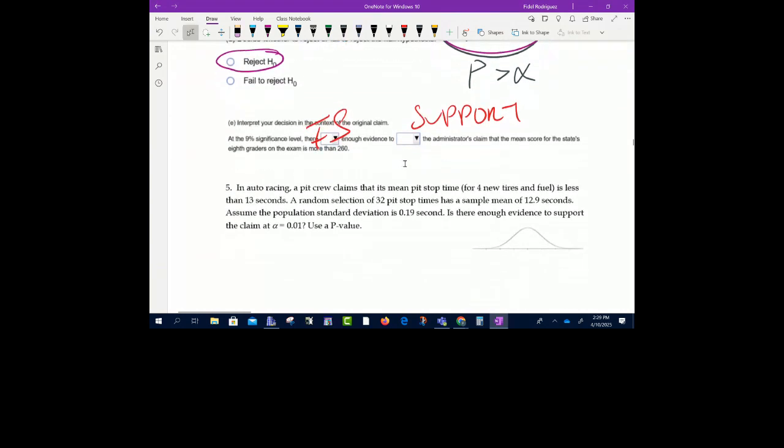All right. Let's try another one, and let's see if we can figure this one out. I'm going to go really slow here, y'all. In auto racing, a pit crew claims that the mean pit stop time for 4 new tires and fuel is less than 13 seconds. I'm going to start right here. My claim. We're talking about the mean. Look what it says. Less than 13 seconds.